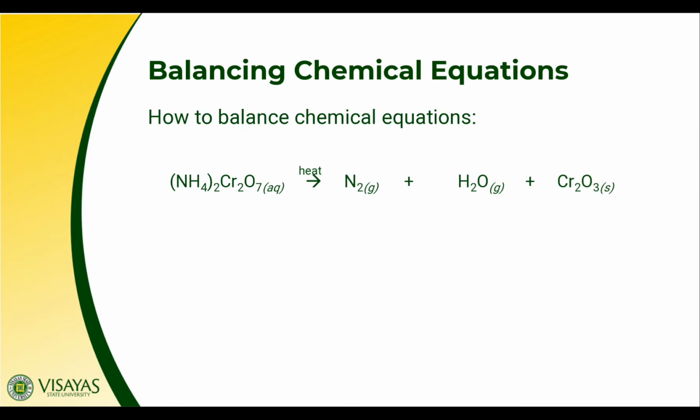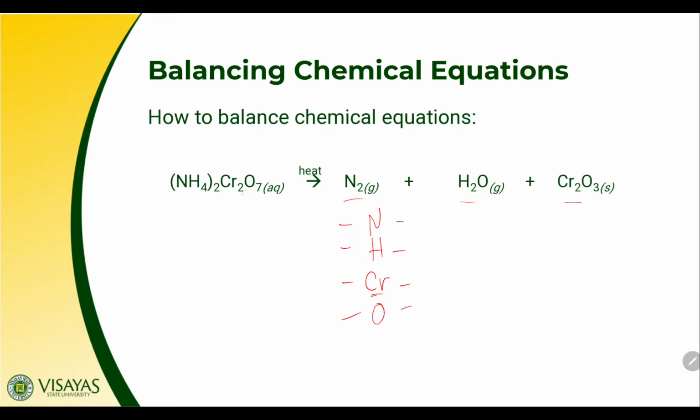Ammonium dichromate decomposes to form nitrogen gas, water, and chromium oxide. So in this equation, we have nitrogen, hydrogen, chromium, and oxygen atoms. Okay, so in this equation, the element with the largest atomic number is chromium. So we start balancing chromium.